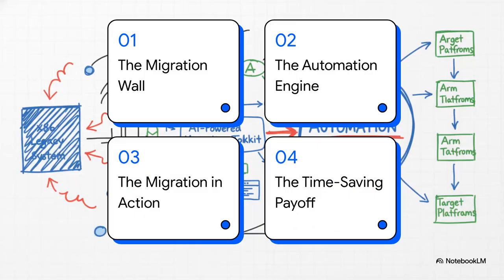Okay, so what's the plan? First up, we're going to smash into what I call the migration wall to really understand why these projects fail. Then we'll design the automation engine that's going to help us break right through it. After that, we'll see the engine in action. And finally, we'll look at the incredible time-saving payoff.